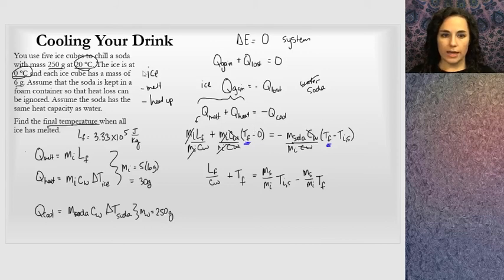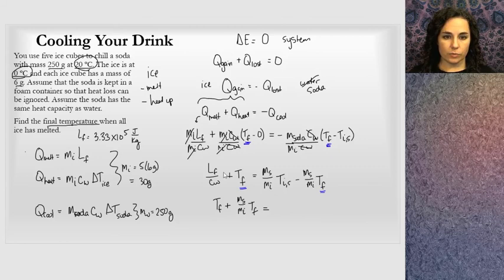Okay, again, I'm isolating down for T final. I need to get T final on one side and everything else on the other. So I'm going to do a step of algebra. I'm going to bring this term over here. I'm going to take this term over here. Okay, I'm going to make some space here. I get T final plus M soda over M ice, T final. That's this term moved over to that side.